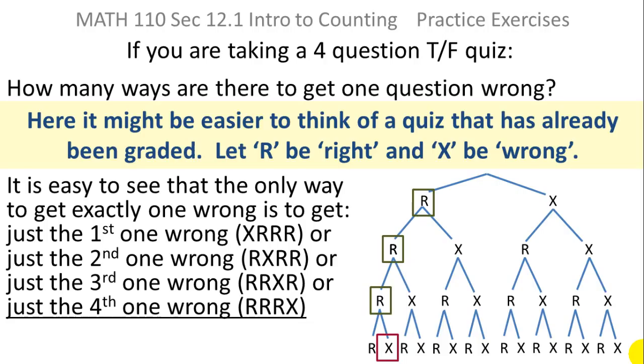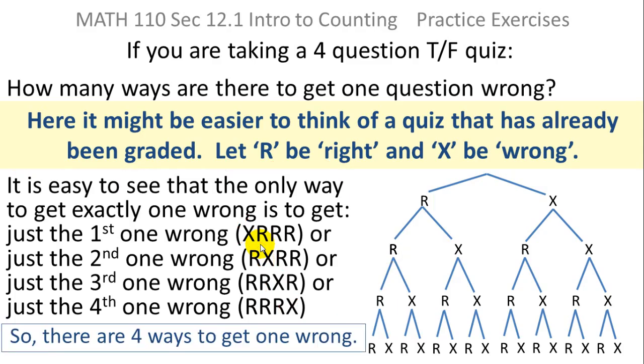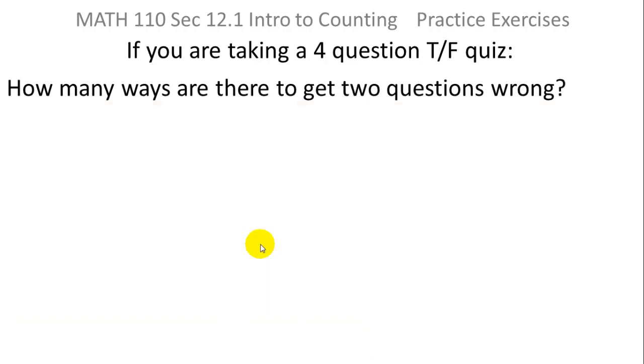So that's RRRX. Now, if you think about it, I really did not have to draw the tree diagram, because you can say, I know that I'm dealing with just this. You really don't have to have the tree. I either missed the first one, or I missed the second one, or I missed the third one, or I missed the fourth one. So I sort of claim that you could get that without even drawing the tree. But the tree makes it explicitly clear that that's the case. In any case, there are 4 ways to get exactly one question wrong.